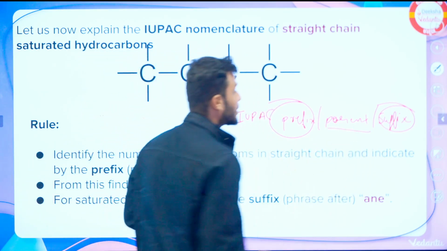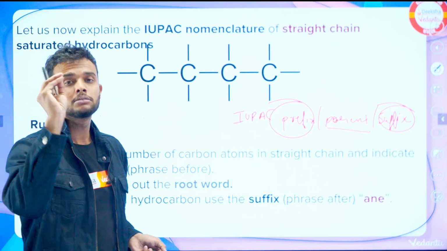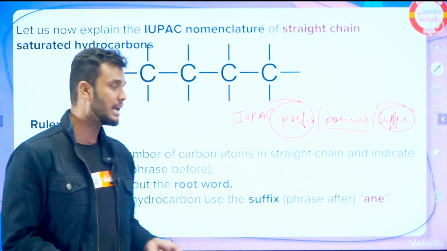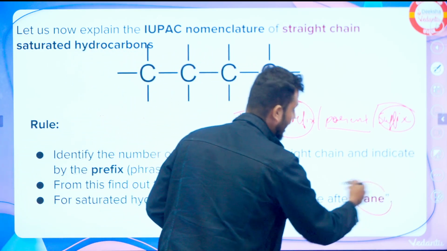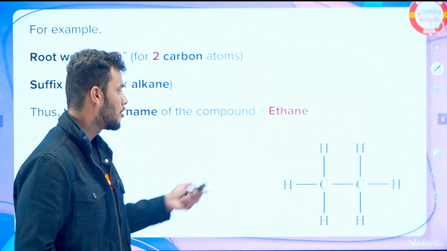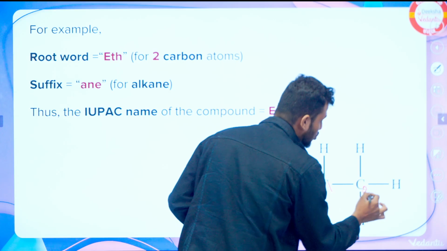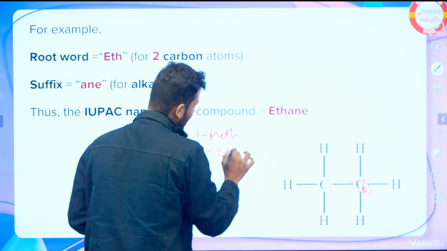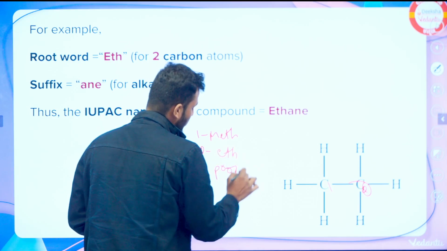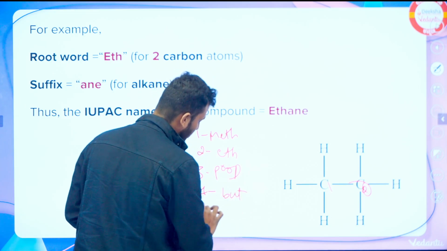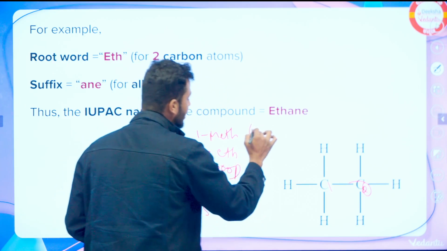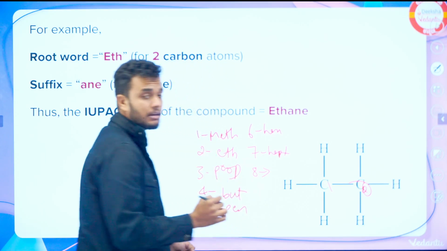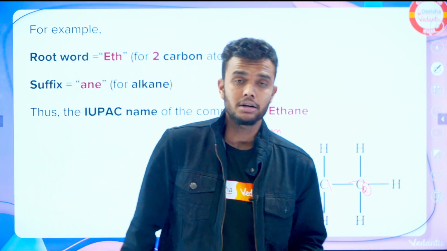For the parent chain, we need to count the longest chain containing carbon atoms. And for a single bond, we name it with the suffix ANE. For example, here two carbon atoms are there. For one carbon we call meth, 2 is called eth, 3 is called prop, 4 is called but, 5 is called pent, and 6 is called hex, 7 is called hept, 8 is called oct, 9 is called non.